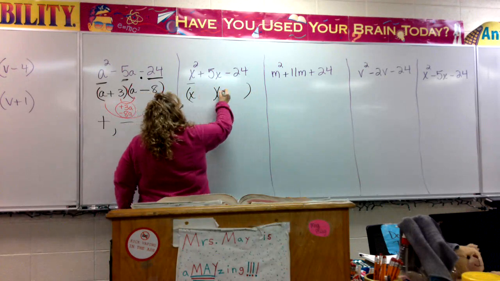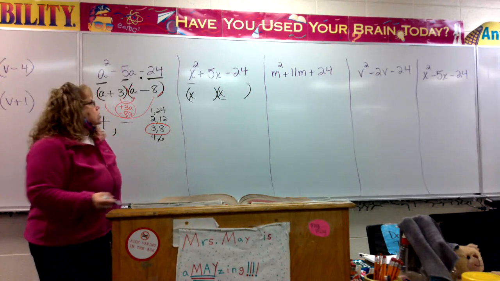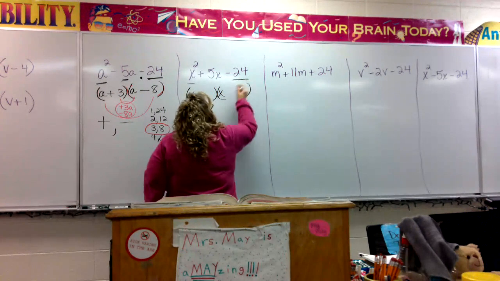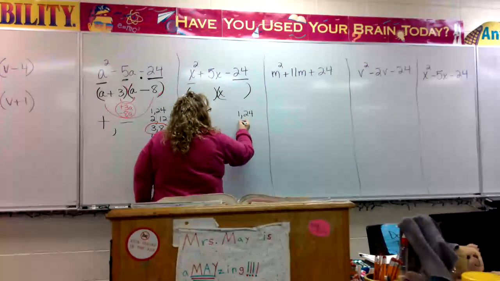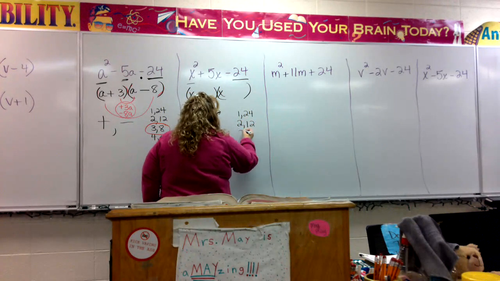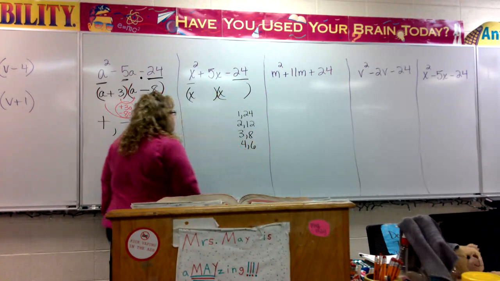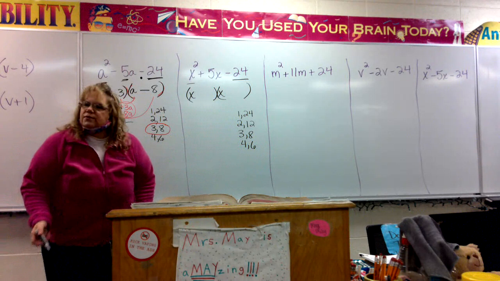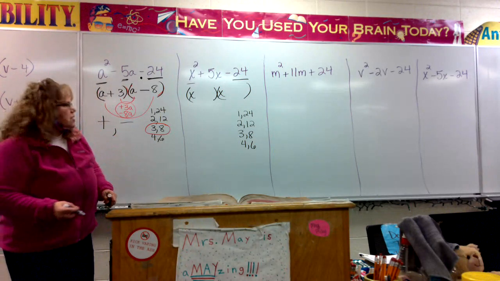X squared, x and x. Everybody should be able to remember that part, right? Go to the end, it's a 24. Oh, we saw 24. We just did 24. 1 and 24, 2 and 12, 3 and 8, 4 times 6. Those all give you 24. Well, why are we doing the same one? Well, it's not quite the same one.